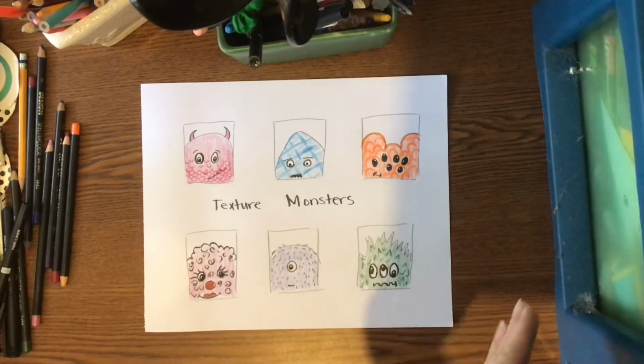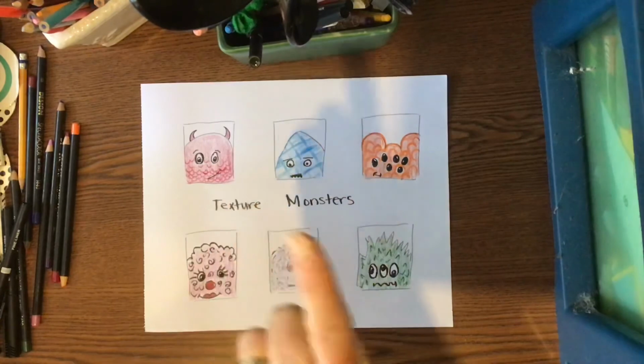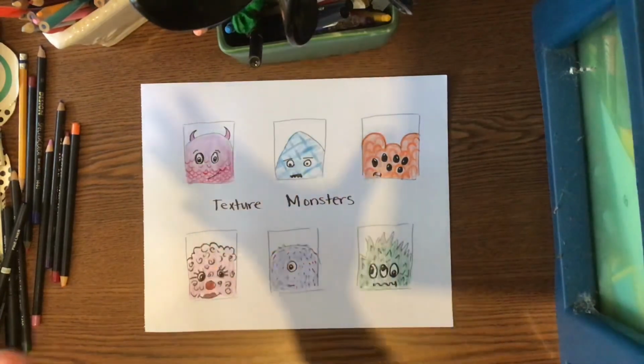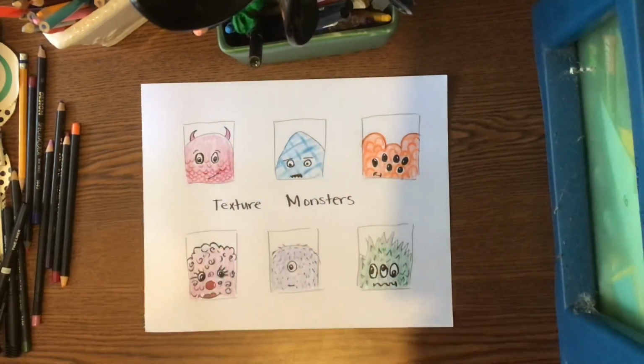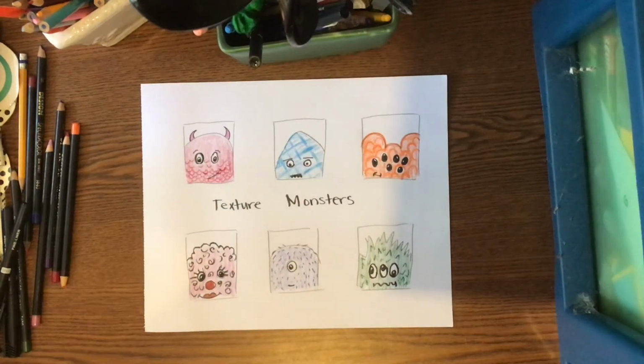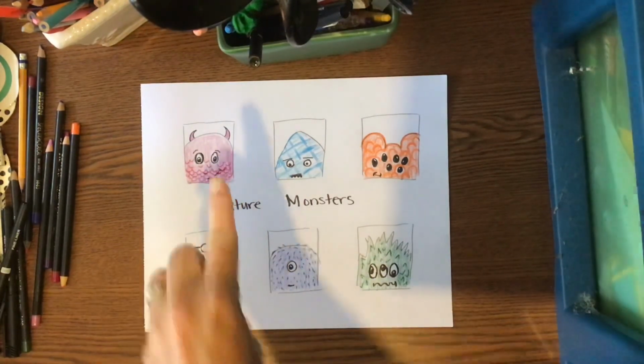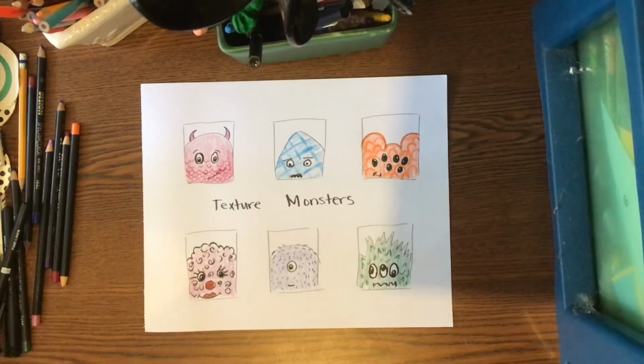So again, you could do 6 like I did, or you can do one. You could do one really, really big one. Or you could do as many as you want. So again, I didn't put any legs on them. I didn't put any feet on them. You did see that I put some horns on this one, but it is completely up to you how you want to design your monster. Have fun.